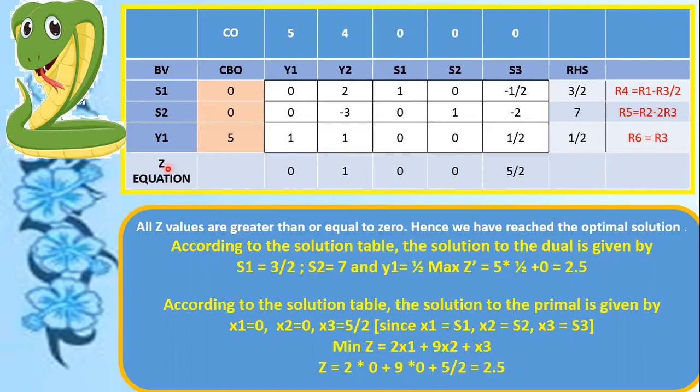So from the single table, we have got the solution for the dual as well as the primal. For the dual solution, you see the values of the RHS. For the primal, you have to see the solution for the x1, x2, x3 values under S1, S2 and S3. Thank you.